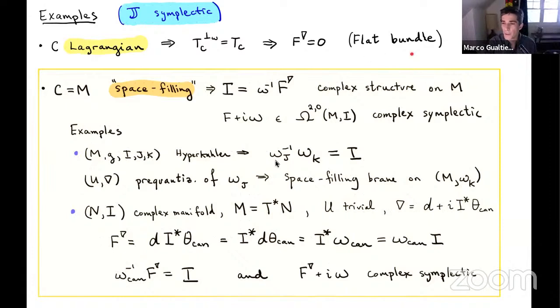And this is very familiar to those who study the Fukaya category, because we know that objects in the Fukaya category are typically Lagrangian submanifolds together with flat line bundles on them. So this is where you get this condition.